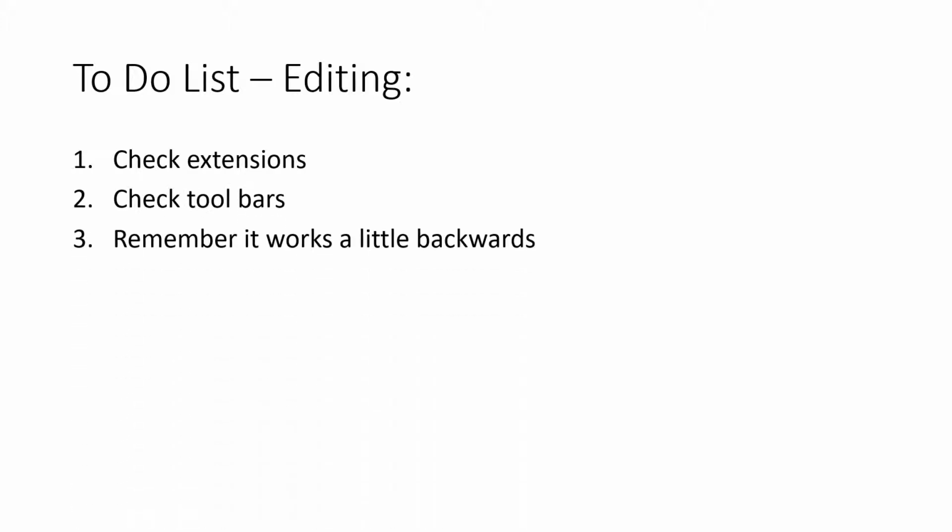So, what's our to-do list? With editing, there's a certain number of things you just got to pay attention to. You got to check your extensions. You got to check your toolbars. And then you got to remember that this whole process of editing works a little bit backwards. All these extensions and toolbars don't actually create new stuff. They only allow you to edit existing files.